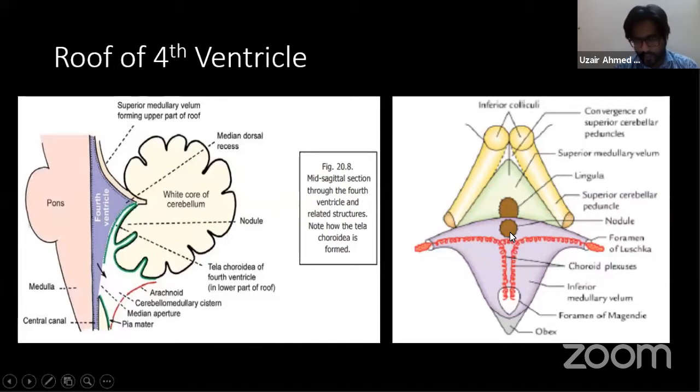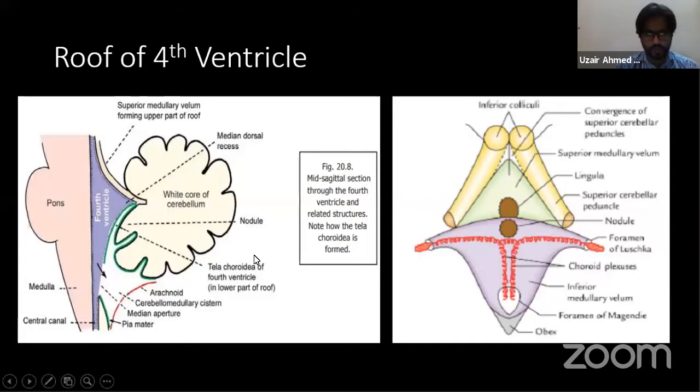So this is the nodule of the cerebellum, like we are viewing from below to the above, to the roof of the fourth ventricle. We can appreciate this is the roof, and this is giving rise to thin white membranous structure on either side that is known as inferior medullary velum. So this was about the lower slope proximal part, and if we talk about the lower slope inferior part, this structure is known as the tela choroidea.